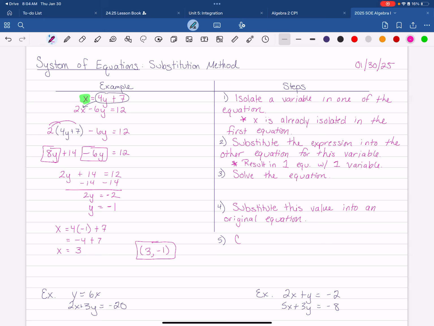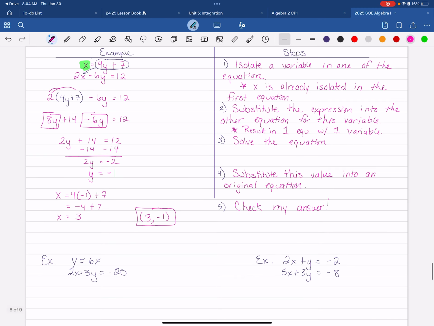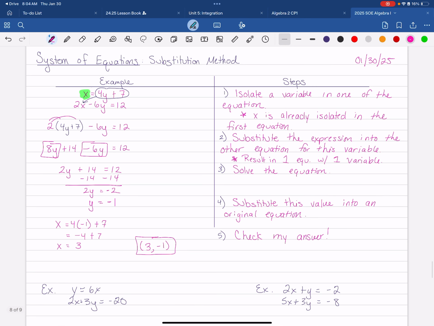And then what I'm going to do is check my answer. So I'm going to go ahead and I'm going to take these values and plug them back in to see that they work. So if I have 3 equals 4 times negative 1 plus 7, negative 4 plus 7 gives me 3, so that checks because 3 equals 3.